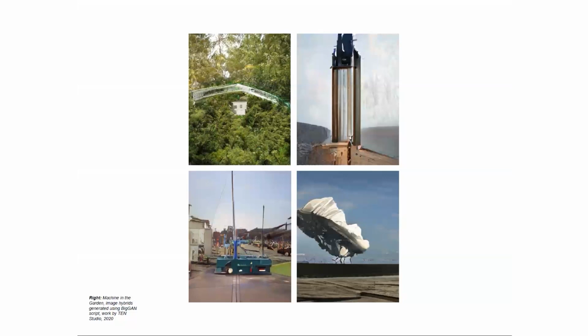GAN is a generative adversarial network. It's a machine learning model that is generative. So you can generate fake images, and then you can use them to create these hybrids. And then we did a small project using those.